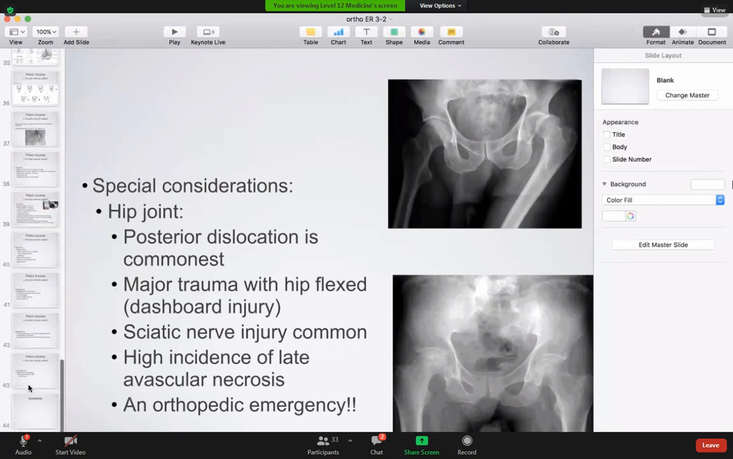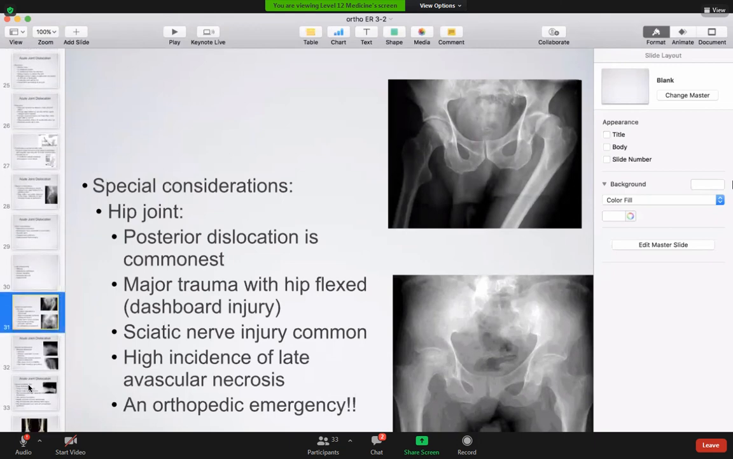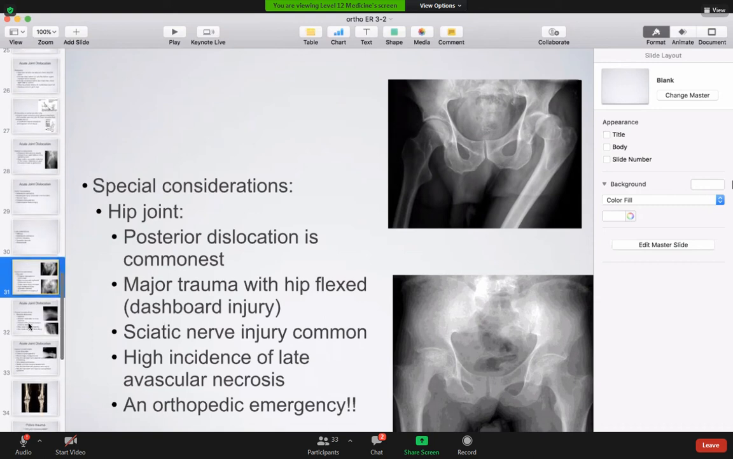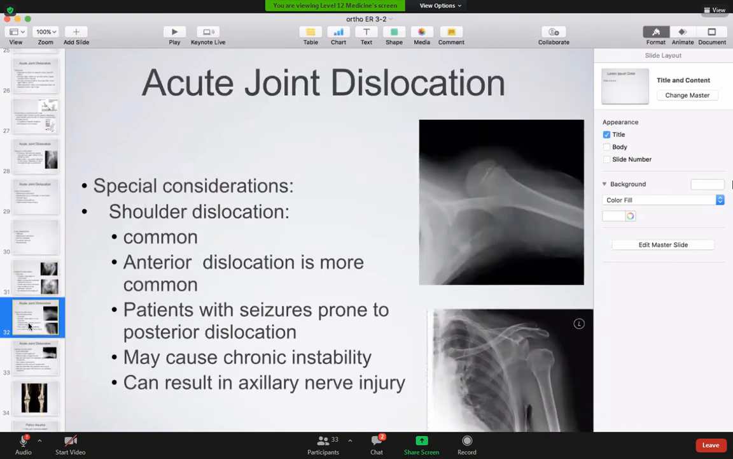Some special considerations. In the hip joint, posterior dislocation is the commonest. Major trauma with hip flexion, we call it dashboard injury. The sciatic nerve is at risk, with a high incidence of late avascular necrosis. And as we know, this is an orthopedic emergency. In the shoulder, anterior dislocation is the most common. Seizure, electrical shock, and alcohol intake make it more prone to posterior dislocation. It may have chronic instability, especially in young patients, and can result in axillary nerve injury.